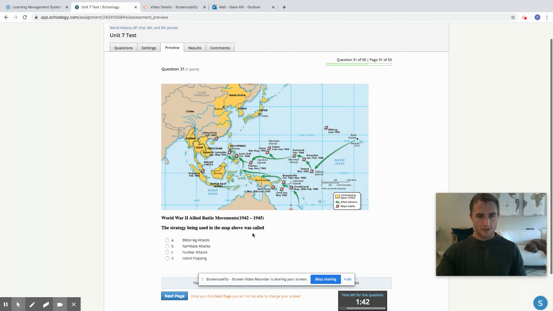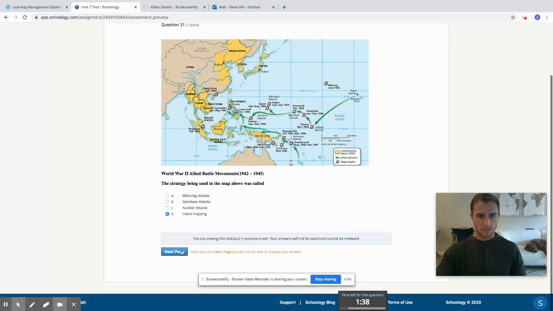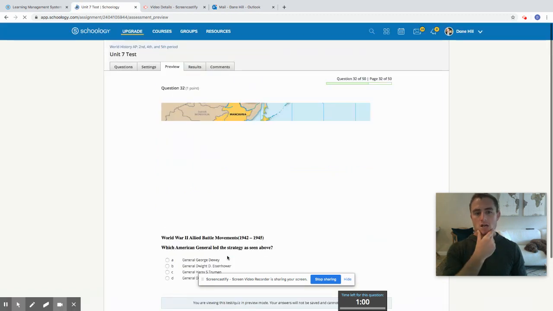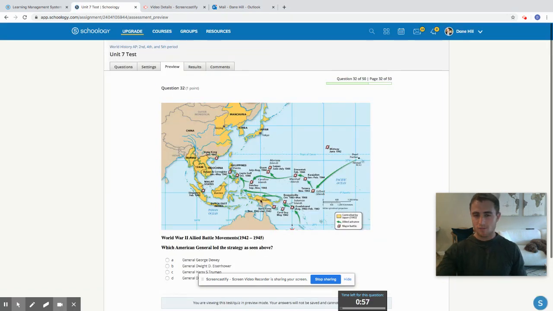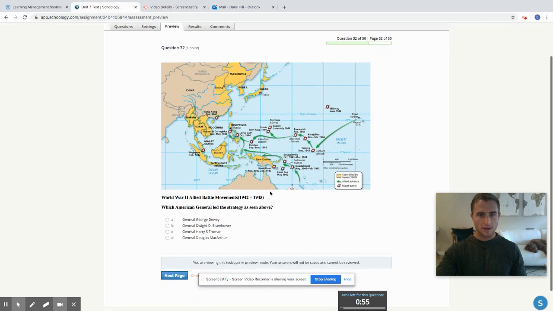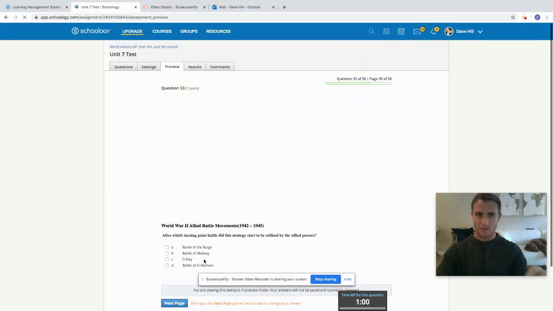What's that strategy being used? That's, of course, island hopping. None of these other ones really make sense here. So we move on to the next question. Which general led the strategy above? Who led the island hopping campaign? That's going to be your boy, General Douglas MacArthur. Eisenhower led things in Europe. MacArthur led things in the Pacific against Japan.